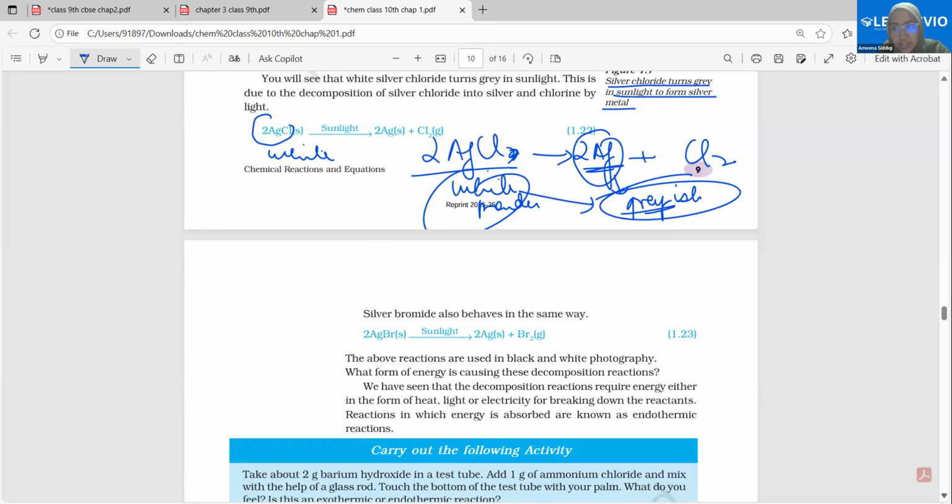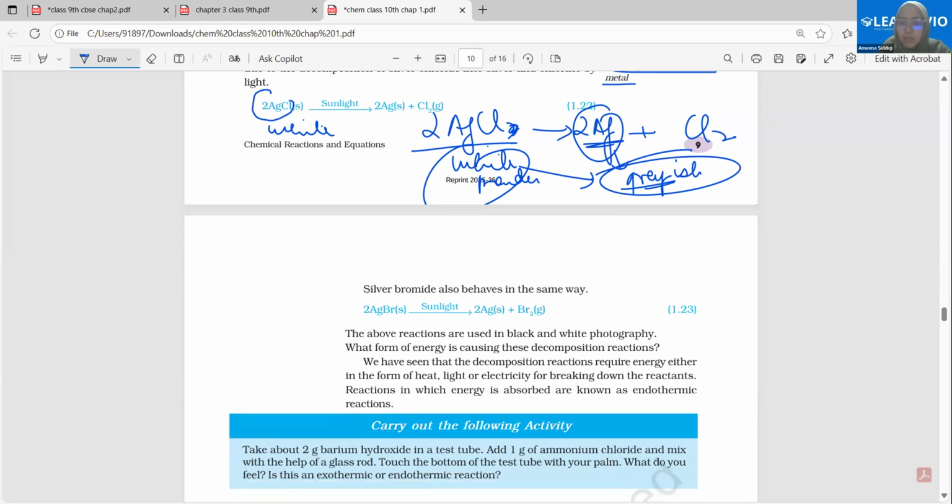Is there any confusion? No. Fine. In a similar manner, we will have silver bromide, which will get decomposed into silver metal and bromine in the presence of sunlight. The above reactions, the decomposition of silver chloride and of silver bromide, are used in black and white photography. So this might be asked in the question form: what kind of reactions are used in black and white photography? The answer would be photodecomposition reactions, that of silver chloride and silver bromide. Clear, beta?